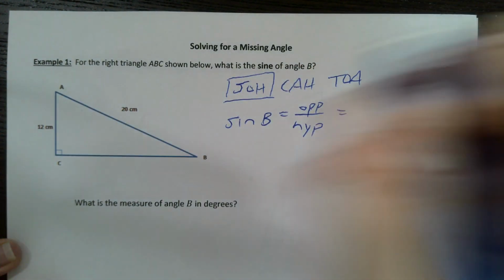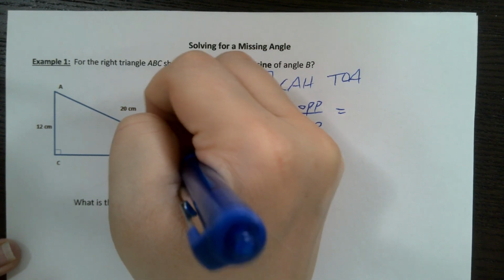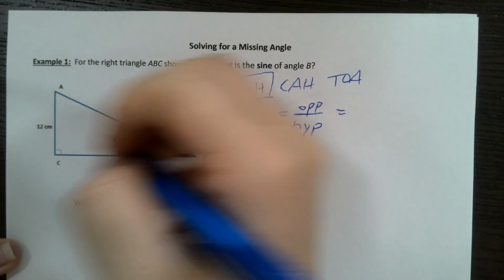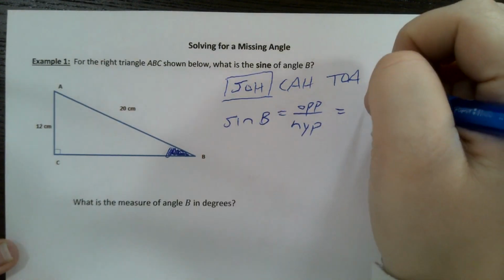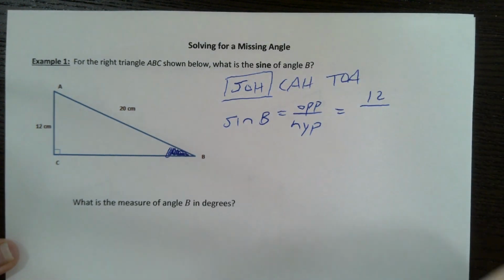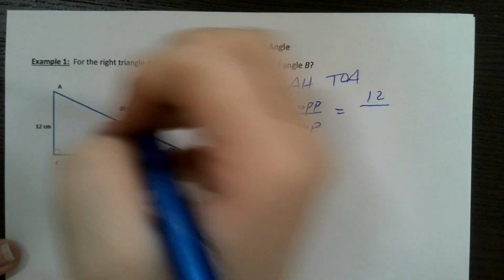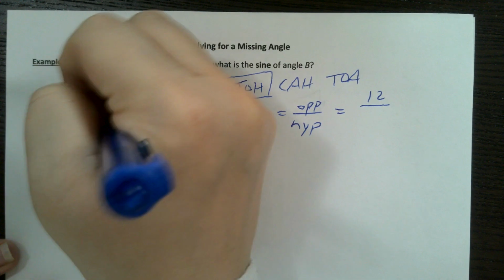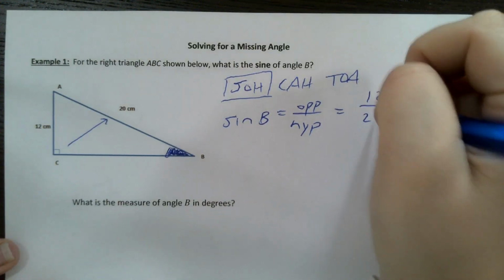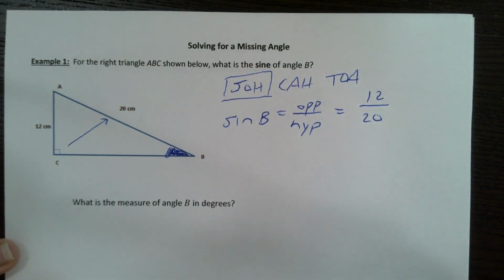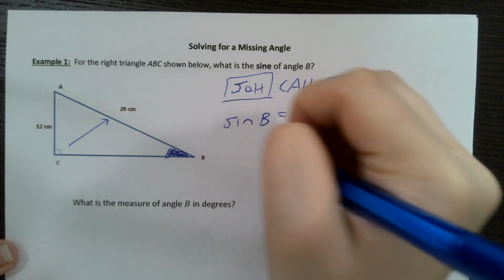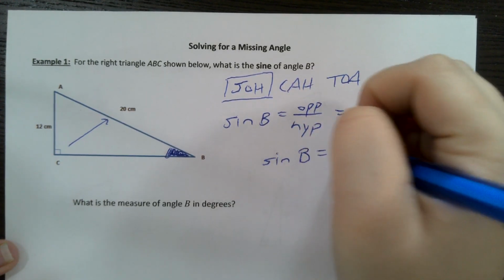So our opposite side of angle B, remember back to our definition of opposite, it means across from. So opposite is 12. Our hypotenuse is the longest side of our triangle. It's also the side opposite that right angle. So here it's going to be 20. So there is our ratio for sine of B.